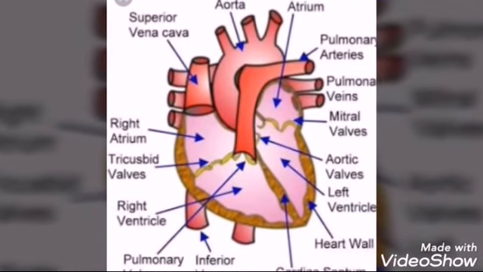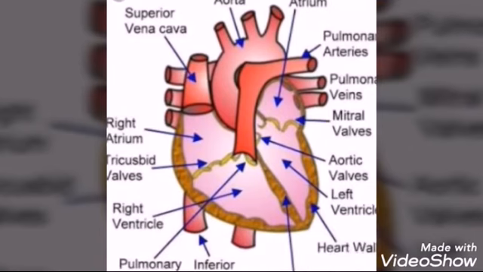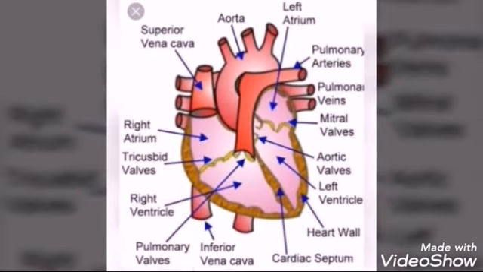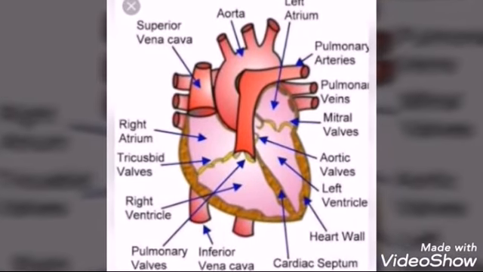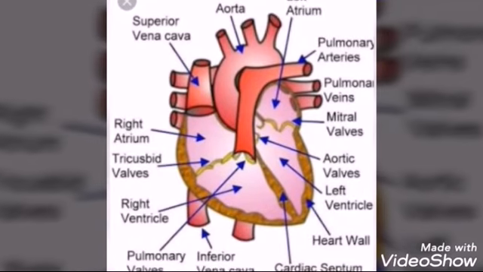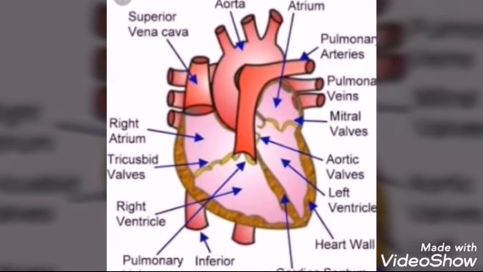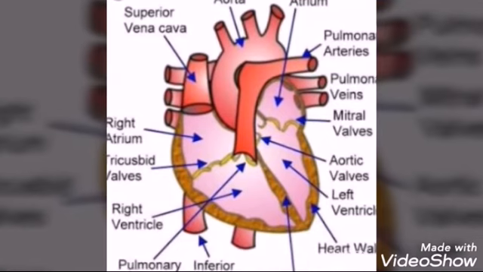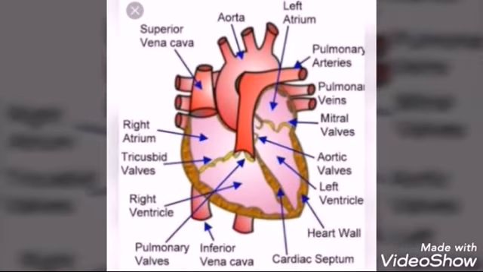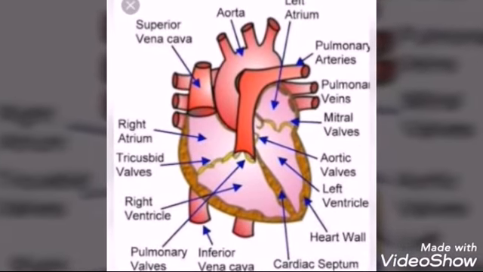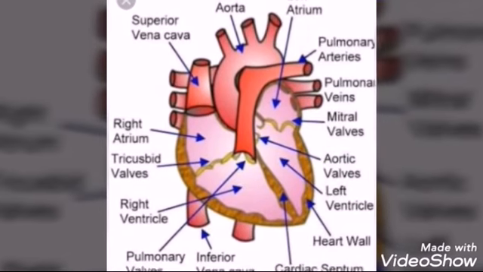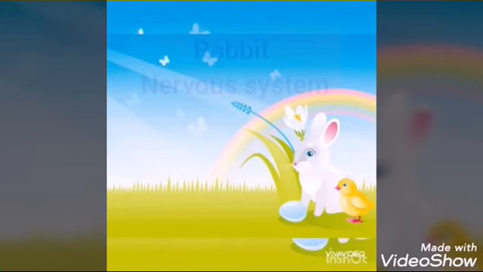The deoxygenated blood enters into the lungs. The oxygen molecules combine with blood and it becomes oxygenated blood. Pulmonary artery carries deoxygenated blood to the lungs. Aorta supplies oxygenated blood to all parts of the body. This is about circulatory system of rabbit.